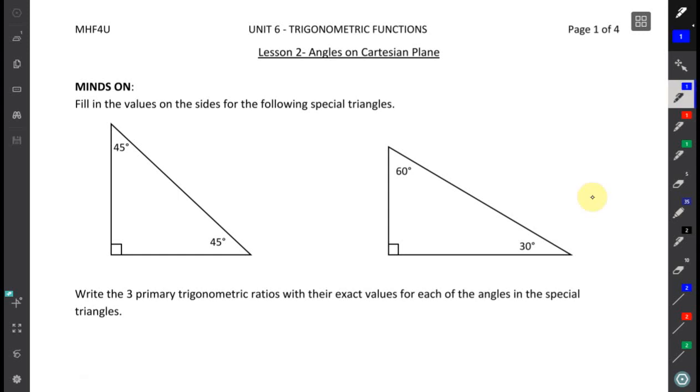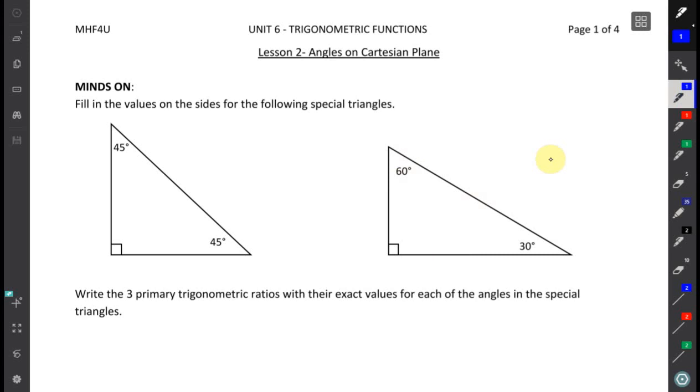In this lesson, we'll be looking at angles in a Cartesian plane, and we're going to be focusing on using radians. In order to do that, we need to remind ourselves about special triangles and the special angles. So if you'll recall from grade 11, here are the special angles that you would have been familiar with: the 45 degree, the 30 degree, and the 60. And we need to memorize the lengths of these sides.